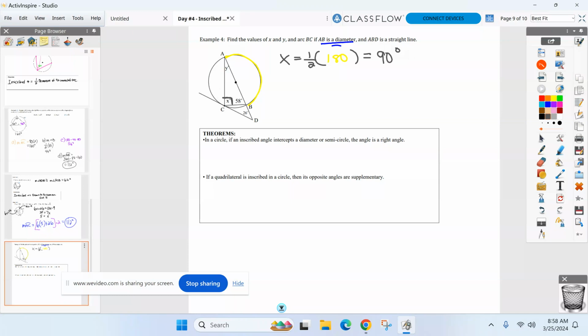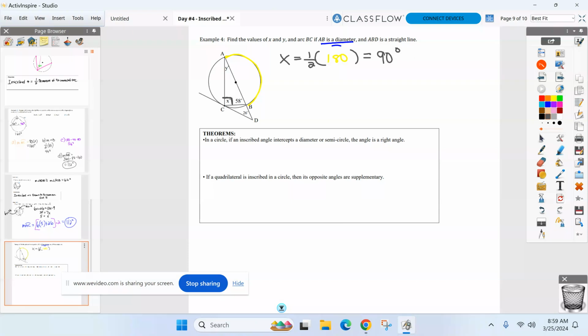Anytime we have an inscribed angle that's drawn to a semicircle, we don't even need to do any work. It's automatically a right angle. Anytime an inscribed angle is drawn to a semicircle, it's always got to be a right angle. Always. No other degree measure, always a right angle.